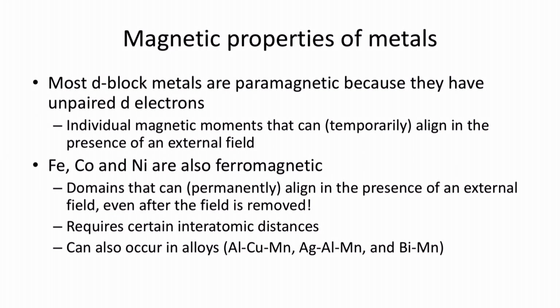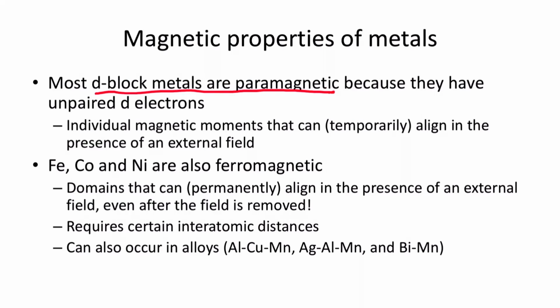So now let's talk about magnetic properties of metals. Most d-block metals are paramagnetic because they have at least one unpaired d electron. Individual magnetic moments can temporarily align in the presence of an external magnetic field. That's what it means to be paramagnetic, right? There's a slight attraction between the external field and the actual spins of these electrons. So they can go this way in the direction of the field or this way against the field, but they tend to go in the same direction as the field to have lower energy.